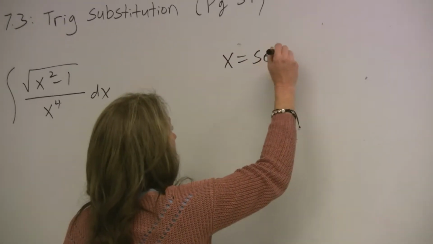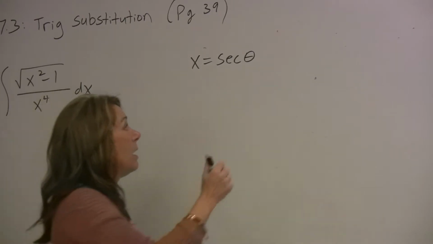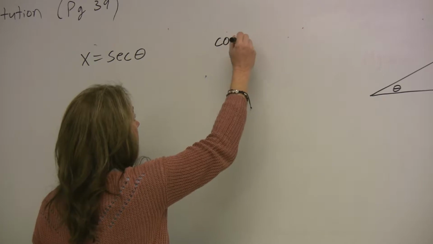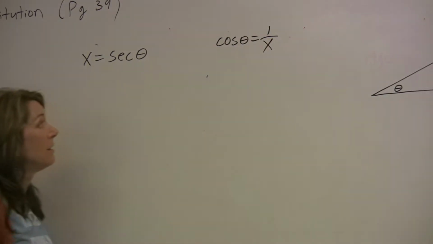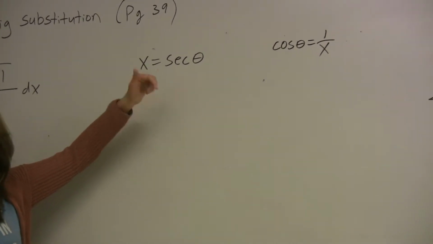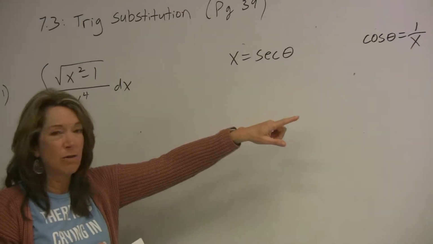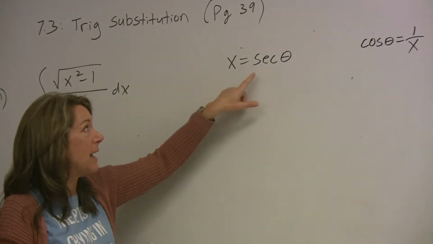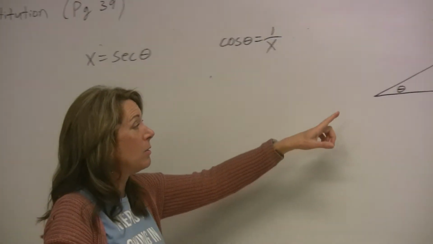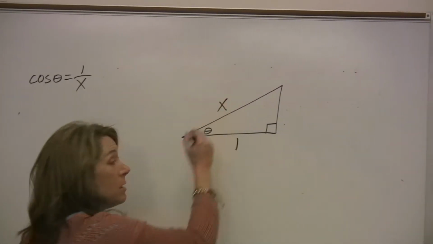X equals secant theta. To draw the triangle, I'm actually going to change that to cosine theta is 1 over x. Look at me doing a trick there in my head. Right, because secant and cosine are reciprocals of each other. I think better in terms of cosines, that's why I changed it, because I want to draw my picture over there. So if the secant is x, the cosine is the reciprocal of that. Cosine represents adjacent over the hypotenuse.